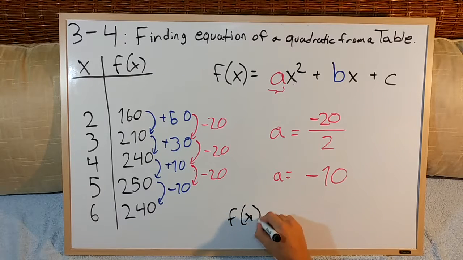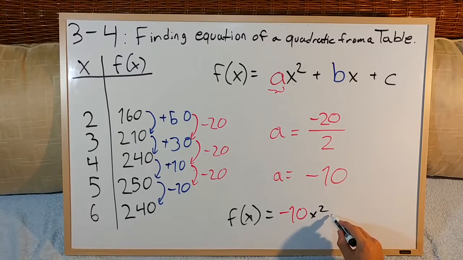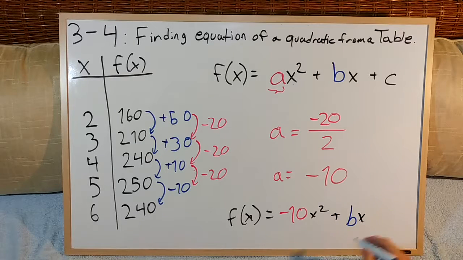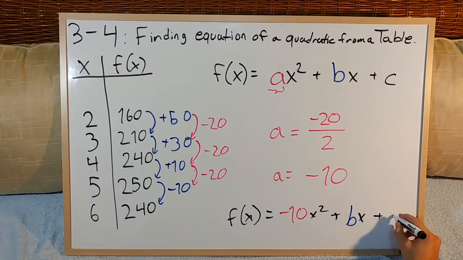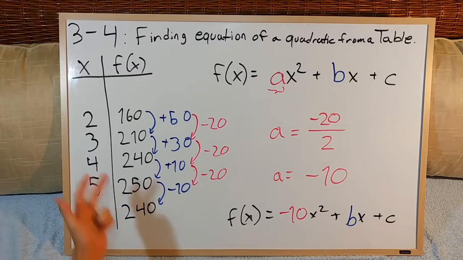f of x equals negative 10 x squared plus bx plus c. And how do we find b? Well, to find b, we first have to find what c is. c is the constant. c is also the y value for the y-intercept.